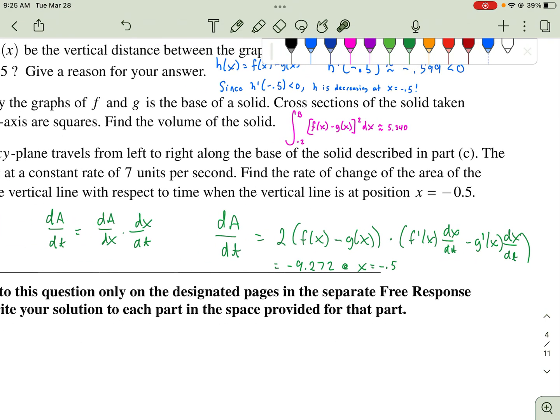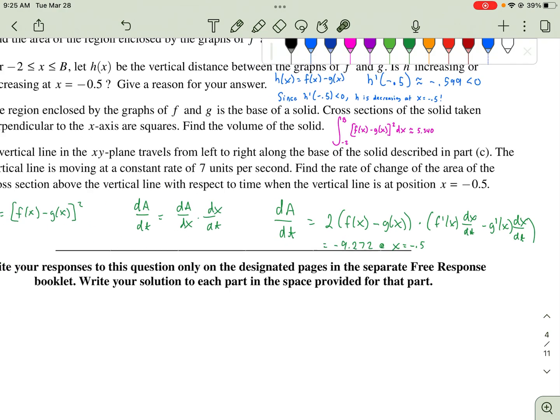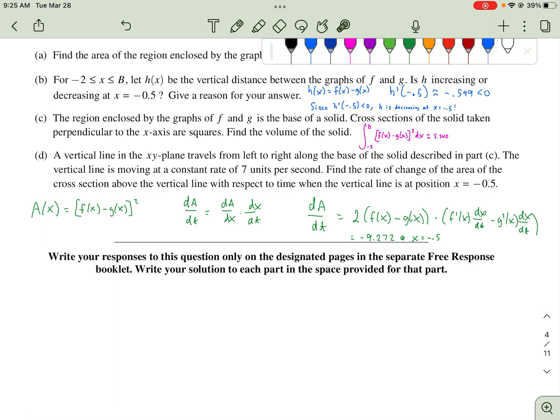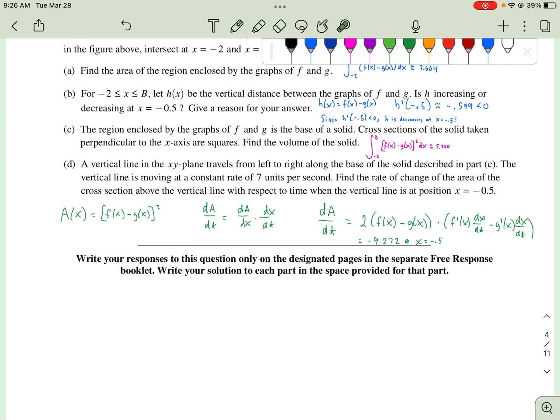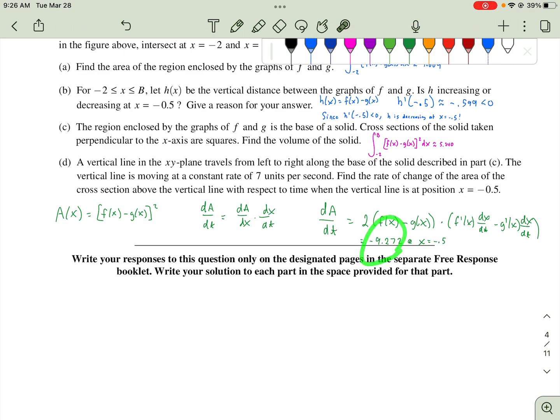This is a related rates problem. X is changing as time changes. So this is times x prime, or dx dt. So is that when you have g prime. And then you can plug in everything you know: that's your dx dt value, and x is negative 0.5. So you have to find f of negative 0.5, g of negative 0.5, f prime of negative 0.5, g prime of negative 0.5, all of which you can just do on a calculator. Make sure you can actually get that answer. A lot of times people get the setup correctly and then don't evaluate it correctly.